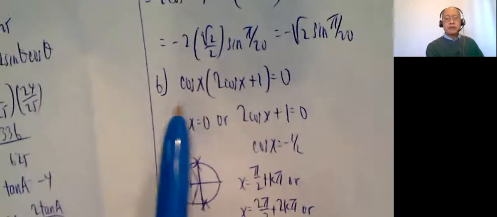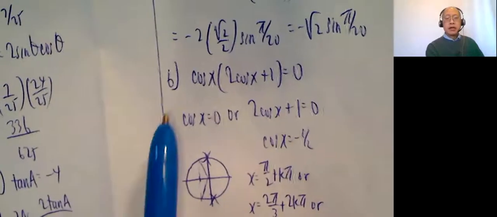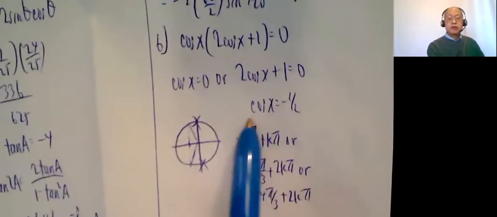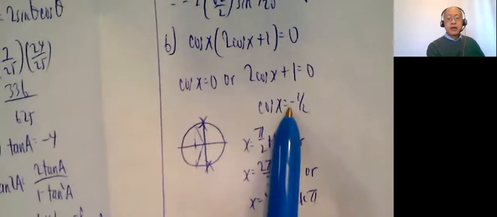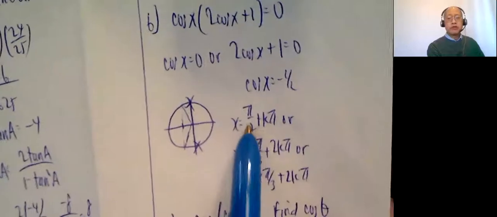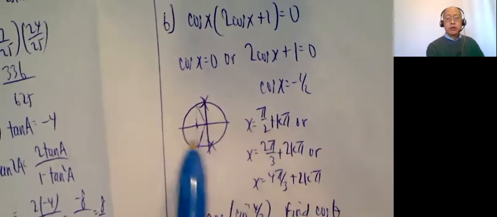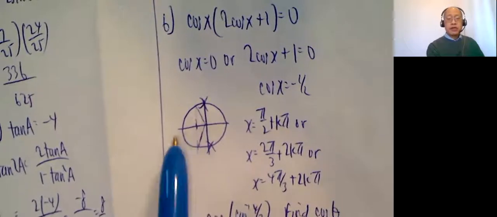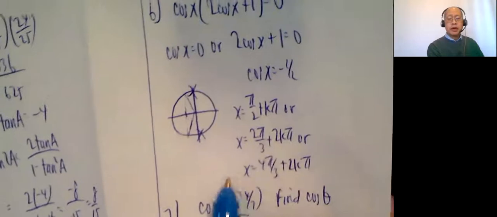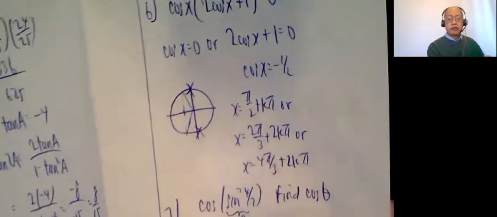Number 6, factor: cosine x times 2 cosine x plus 1 equals 0, which means either this is 0 or this is 0. A little bit of algebra. Cosine of x is negative 1/2. X coordinate is 0 is here and here. That's pi over 2 plus a multiple of pi, so pi over 2 plus k pi. Or x coordinate is negative 1/2, that's here and here. That's 2 pi over 3 plus 2k pi, or 4 pi over 3 plus 2k pi, where k is an integer.